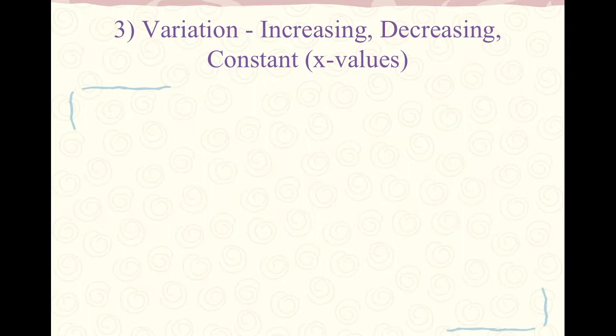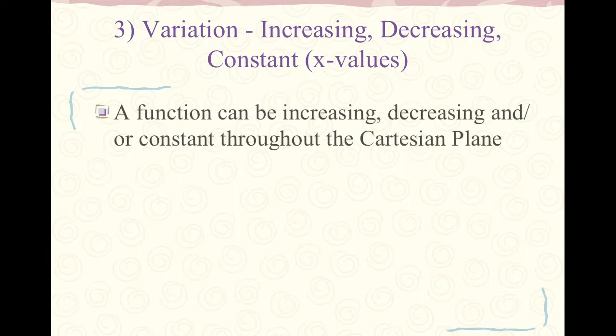Now we're going to talk about what variation means when your function is increasing, decreasing, or constant. And for this property, we are only going to look at the x values. A function can be increasing, decreasing, and or constant throughout the Cartesian plane. So it can be all of these, none of these, one of these, two of these.